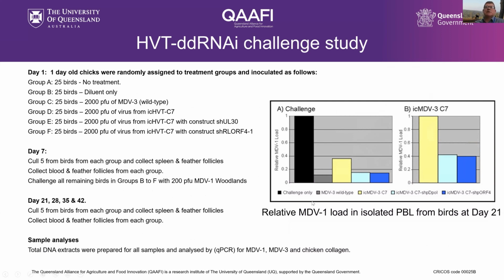Birds were vaccinated, and then they were challenged with an Australian strain of MDV1 called Woodlands. You can see here the result. Initially we were quite disappointed, because this is wild type HVT, quite good protection. Our parental HVT BAC clone, not so much. But importantly, when we add the ddRNAi, they look more like wild type. When we take that out, we can clearly see that adding in the ddRNAi constructs is having an effect on the virus replication.